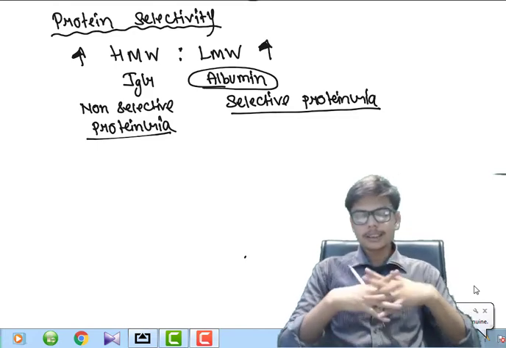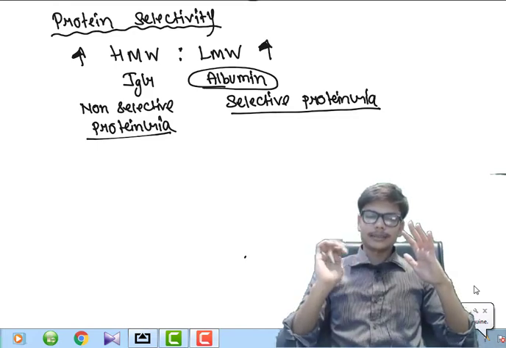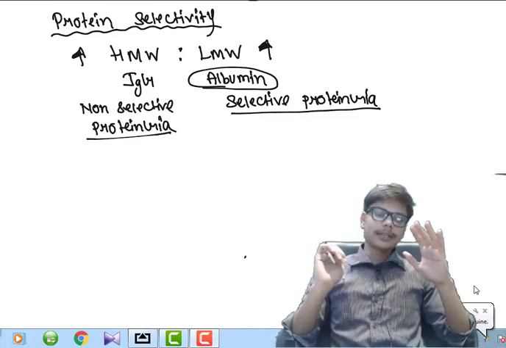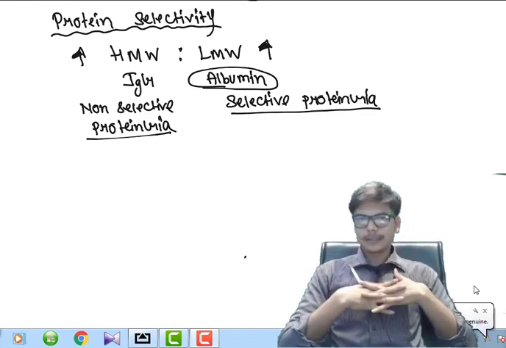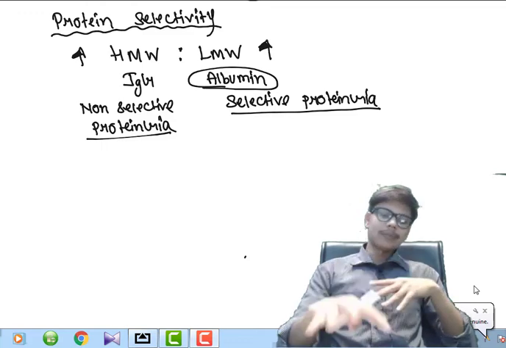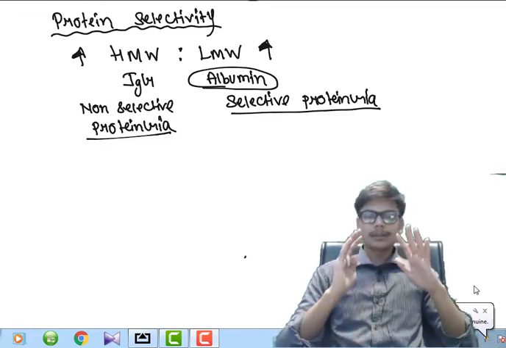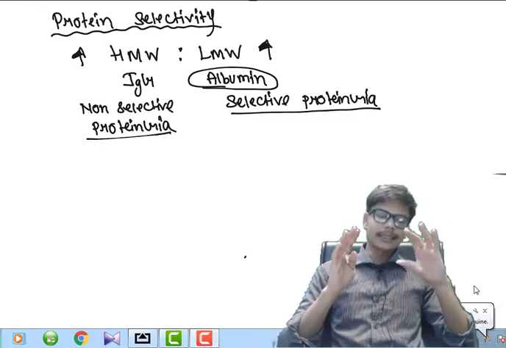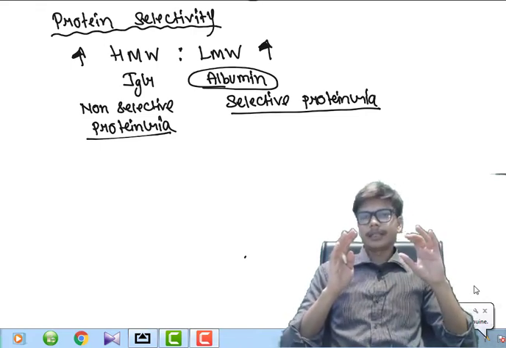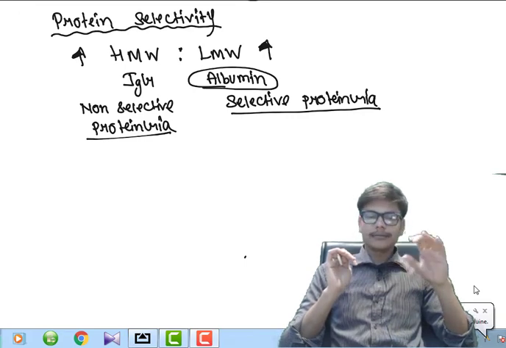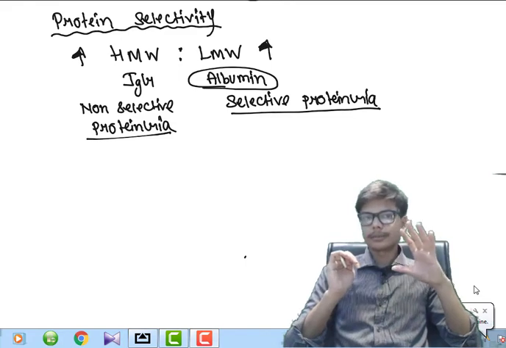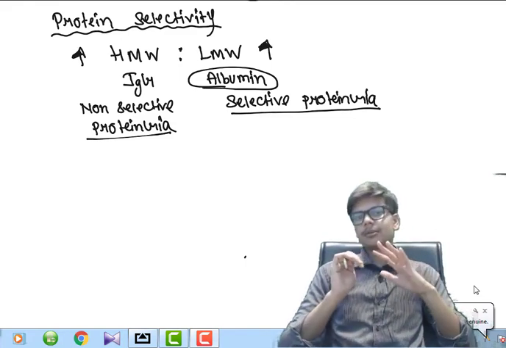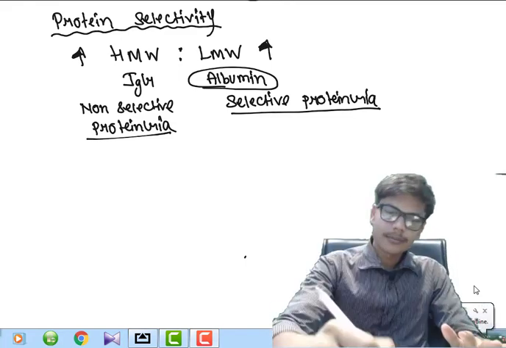One is quantification of protein and the other is protein selectivity. The ratio of high molecular weight protein to low molecular weight protein decreases in minimal change nephrotic syndrome, which means albumin is being excreted more than immunoglobulin, so the ratio is decreasing. And when the ratio is increased for high molecular weight protein to low molecular weight protein, it is seen in nephrotic syndrome with significant lesion.